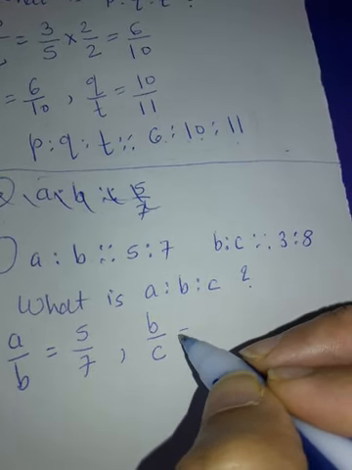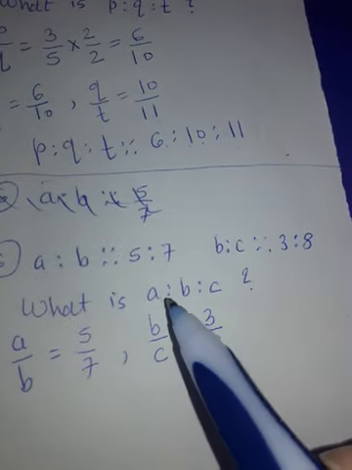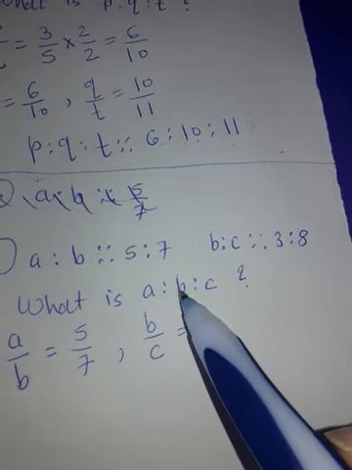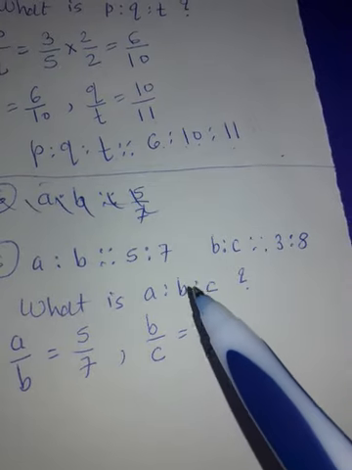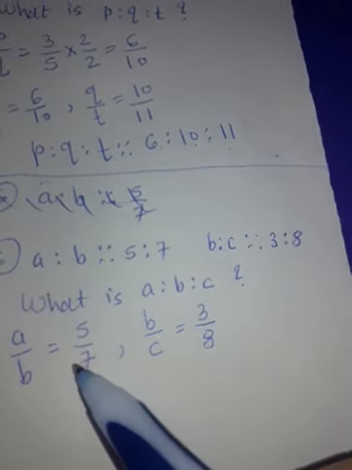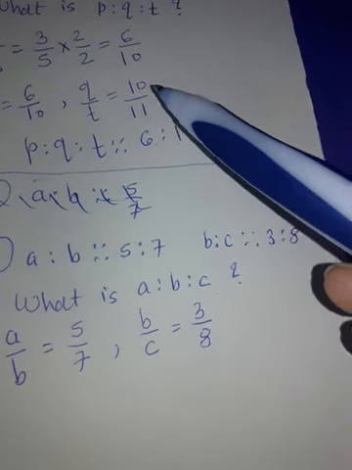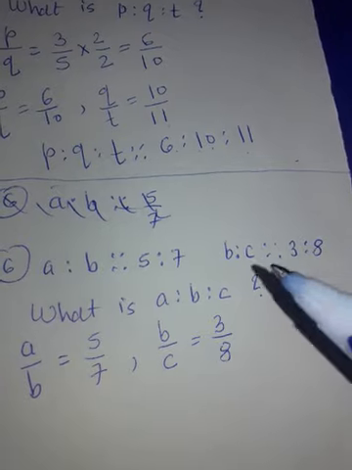B upon C is given to me as 3 upon 8, and I want the combined ratio A is to B is to C. Just now we saw that the middle number, whatever it is, should have equal value in both ratios, then we can straight away combine. Just now we solved the same kind of example.